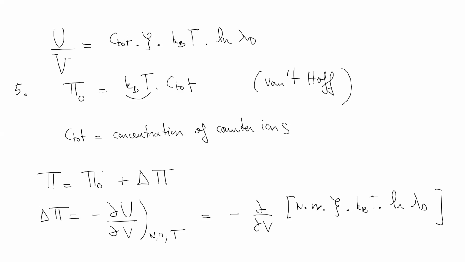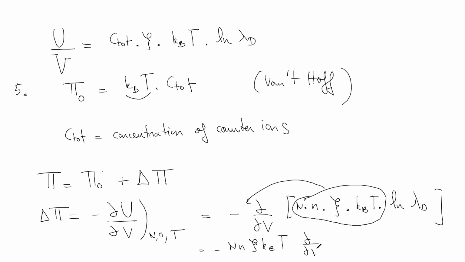And all this will jump out because there is no volume in these guys. So it's minus N psi kBT times the derivative with respect to volume of log lambda D. And remember, this should be evaluated at N and T fixed. And here there is no more N and N, so it's at T fixed because I put them in front. Okay?